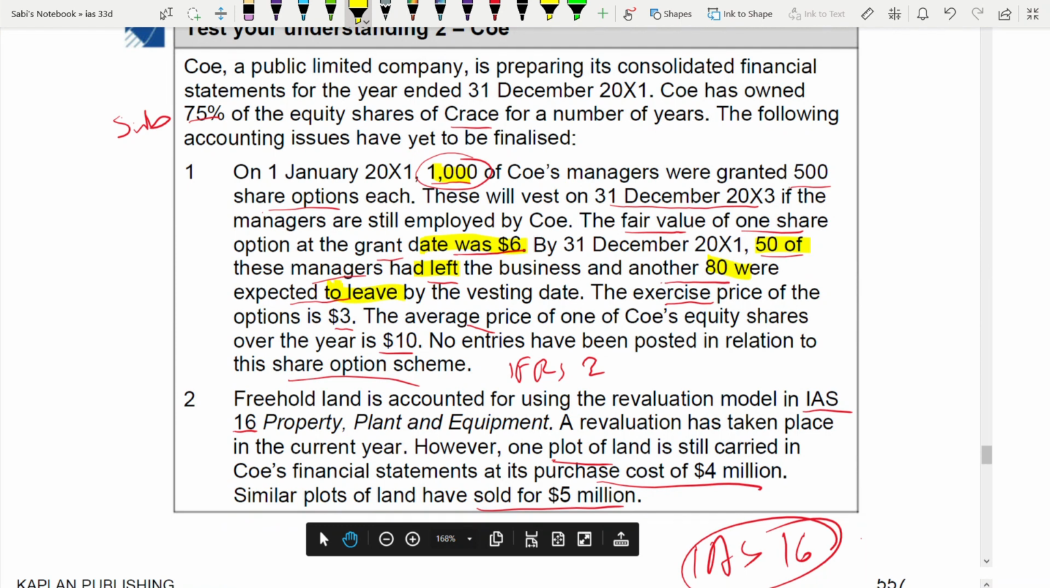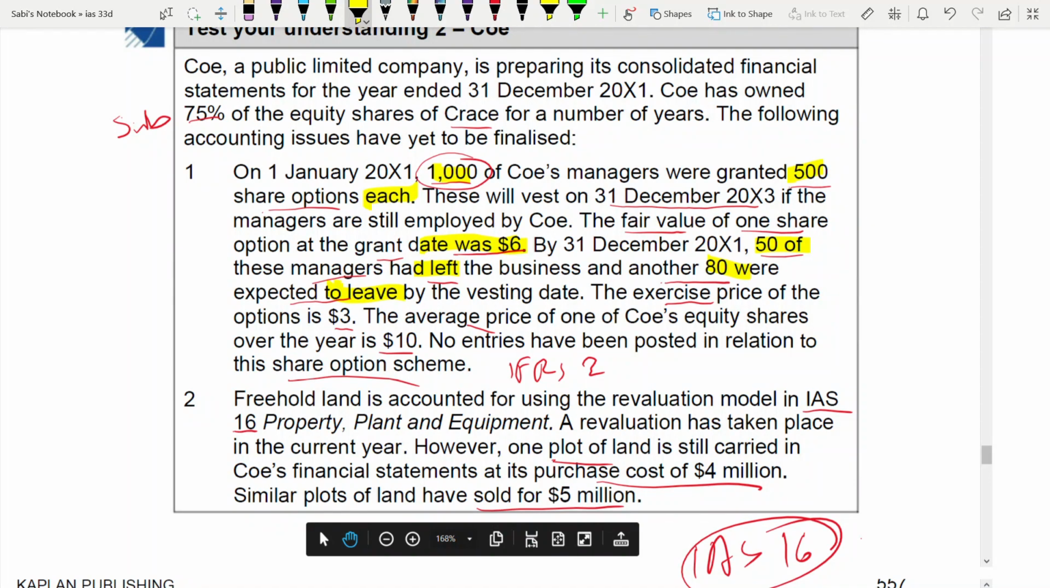So it's 1,000 minus 50 minus 80, and then you are granted 500 share options for each employee. This 1,000 minus 50 minus 80 are the employees. That employee number you need to multiply by 500, because there are 500 share options. Then you have to multiply it with the fair value, that is 6, and you need to divide it over 3 years.